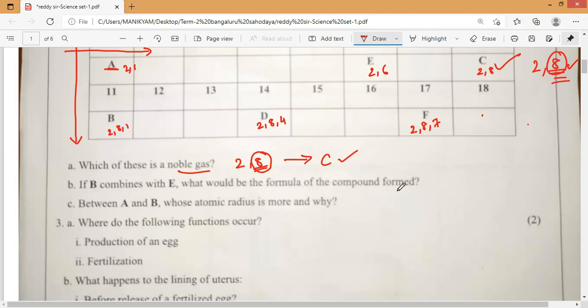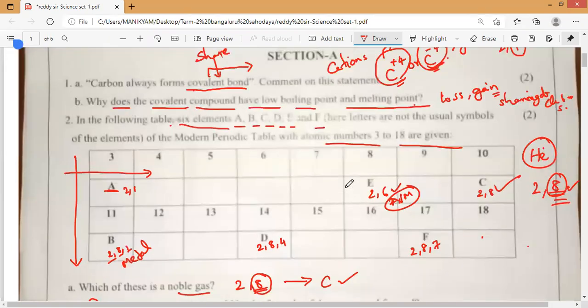They're asking. So B, check it. Where is the B? B is the, we can say, 2, 8, 1. Is it a metal or non-metal? It's a metal. And where is the E? E is the non-metal. Is it yes or no? 2, 6. It is the non-metal. So now if you notice, what is the valency of E, guys? I can say E is 2 minus and B valency is B plus 1.